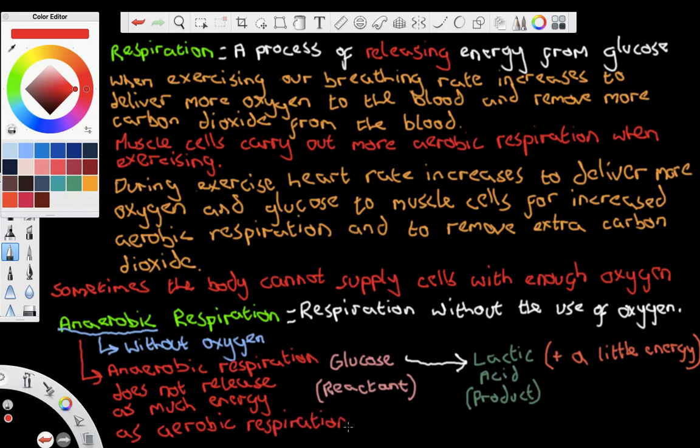So let's have a look what we've said. We've said most of what I need to say today. Respiration is a process of releasing energy from glucose. It's released, it doesn't make energy. If you say in an exam that respiration makes energy, you lose the marks.